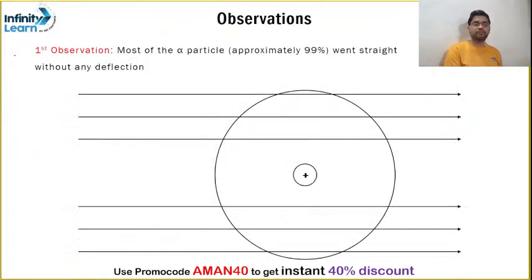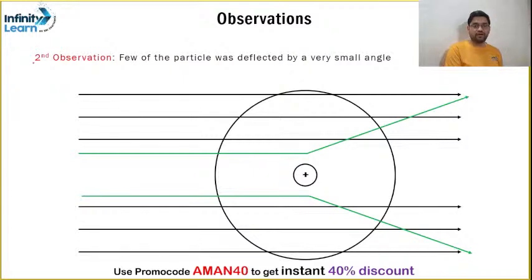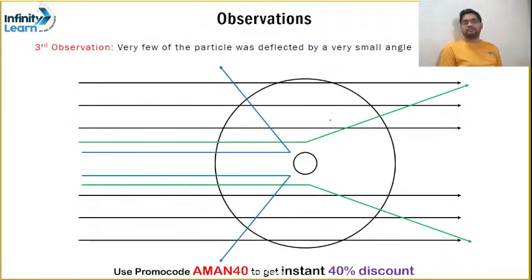Proceeding forward, the first observation: most of the alpha particles, approximately 99%, went straight without any deflection. Second observation: there were very few alpha particles that were deviated by a small angle. And very few alpha particles were deflected by a very large angle, see this blue color line, large angle.